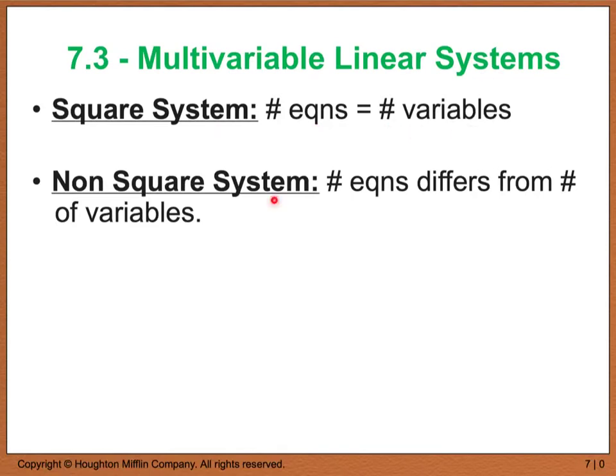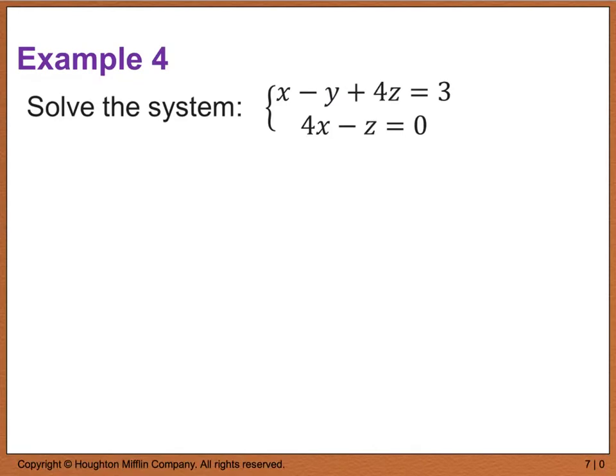A non-square system, which we're going to look at here in just one second, means that we have a different amount of equations as opposed to the number of variables that are in those equations. So example 4 is a prime example of a non-square system. As you can see, we have 2 equations, but we have an x, a y, and a z, or 3 variables. So this is what we call non-square. The process for solving this is still similar, so let's go ahead and begin.